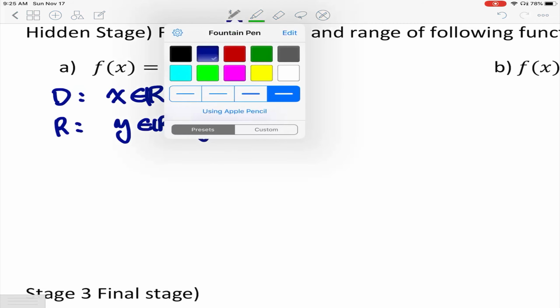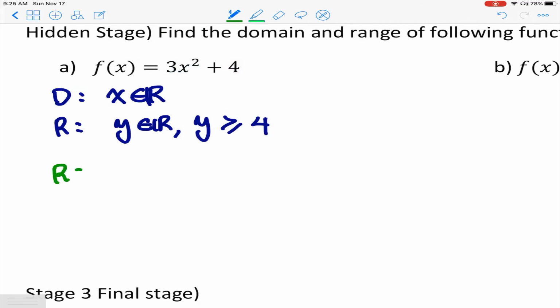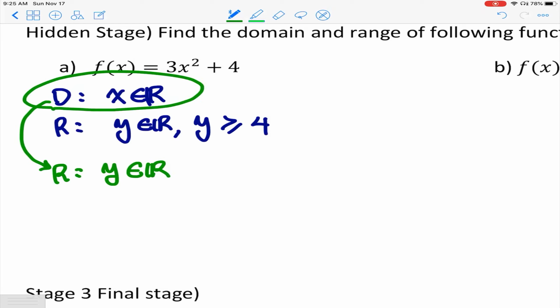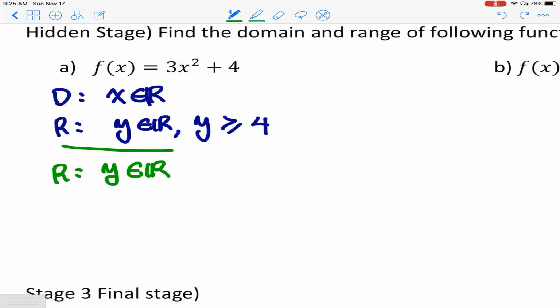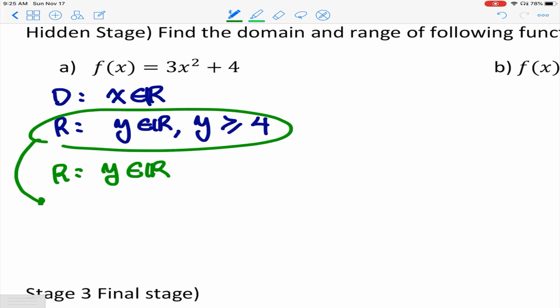As I said, their roles switch, so your range now is y is an element of real numbers. See that this just turns into the output. Then the next one becomes the input, which is the domain. Then x is an element of real numbers. Remember, x and y still switch, so the y becomes the x, and then x is greater than or equal to 4. And that's all that is.